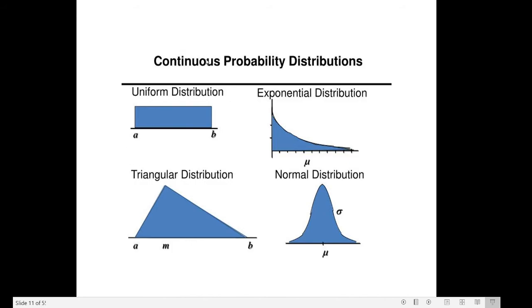In the continuous probability distribution, we have four different types. Uniform distribution is used throughout the range between A and B. Exponential distribution means at one particular point we get the higher value. The normal distribution has the peak at one point, and then it automatically comes down. Triangle distribution is a different distribution, and with the normal one we get a smooth curve. These are all the continuous probability distributions.